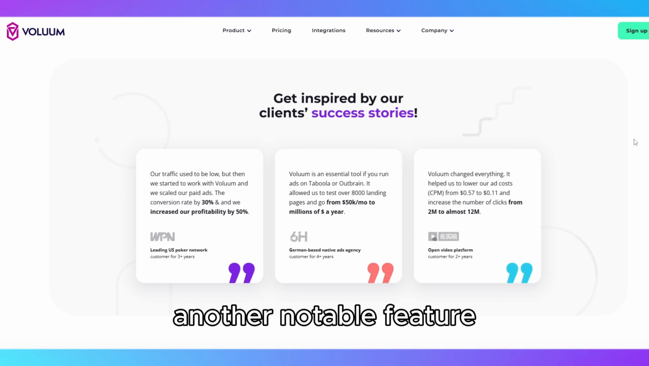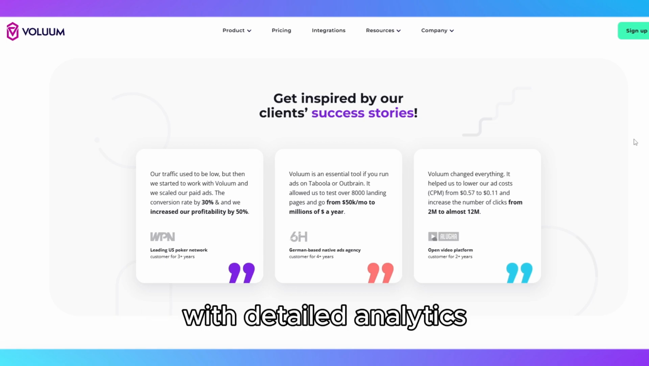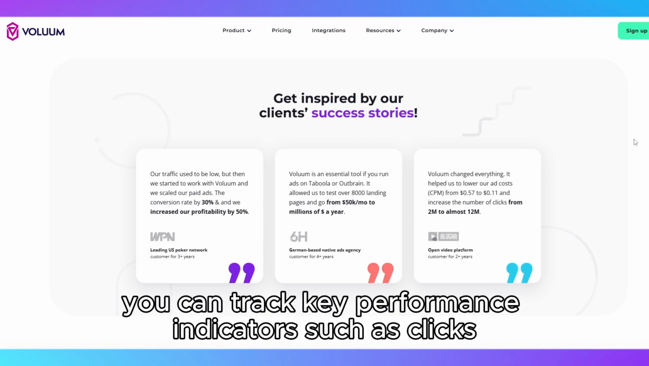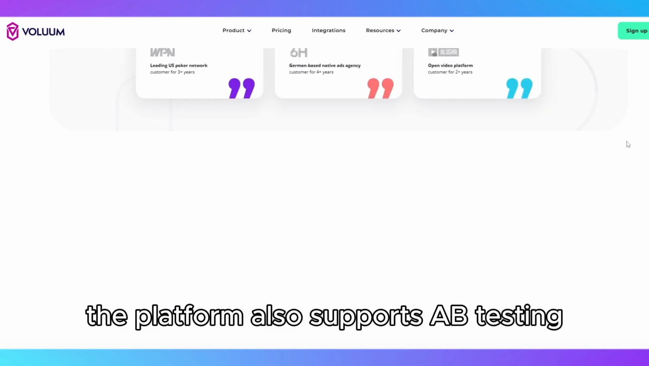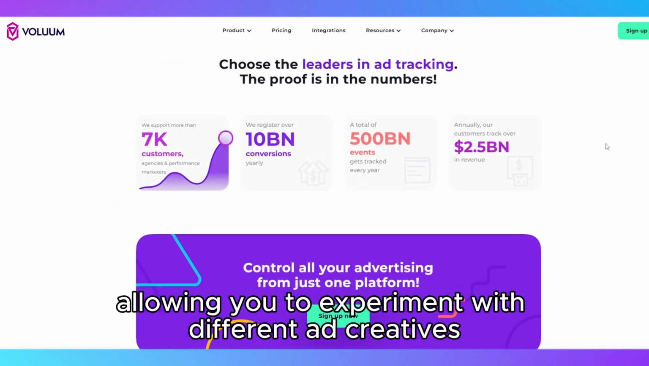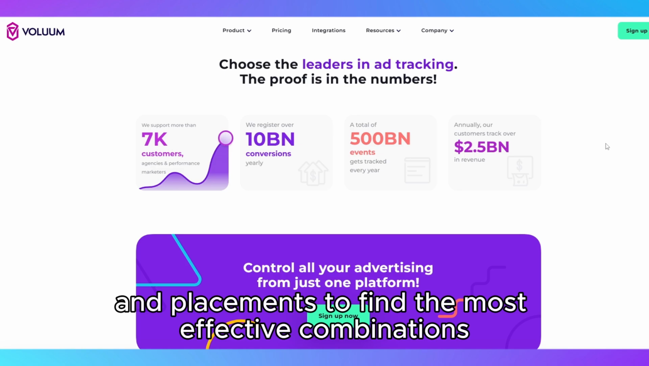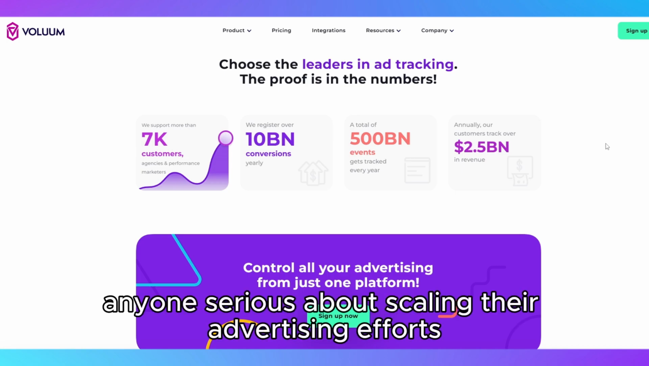Another notable feature is the comprehensive reporting system. With detailed analytics, you can track key performance indicators, such as clicks, conversions, and return on investment, all in one place. The platform also supports A/B testing, allowing you to experiment with different ad creatives and placements to find the most effective combinations. This level of insight and flexibility is invaluable for anyone serious about scaling their advertising efforts.